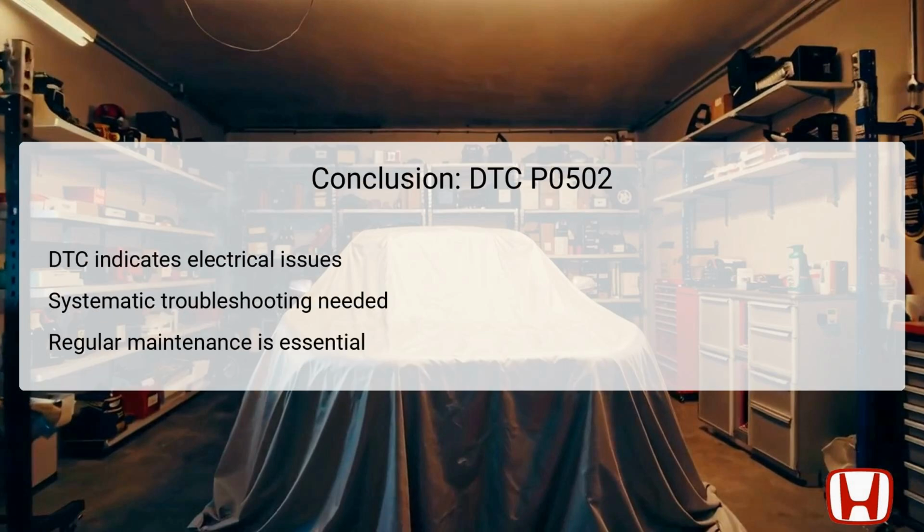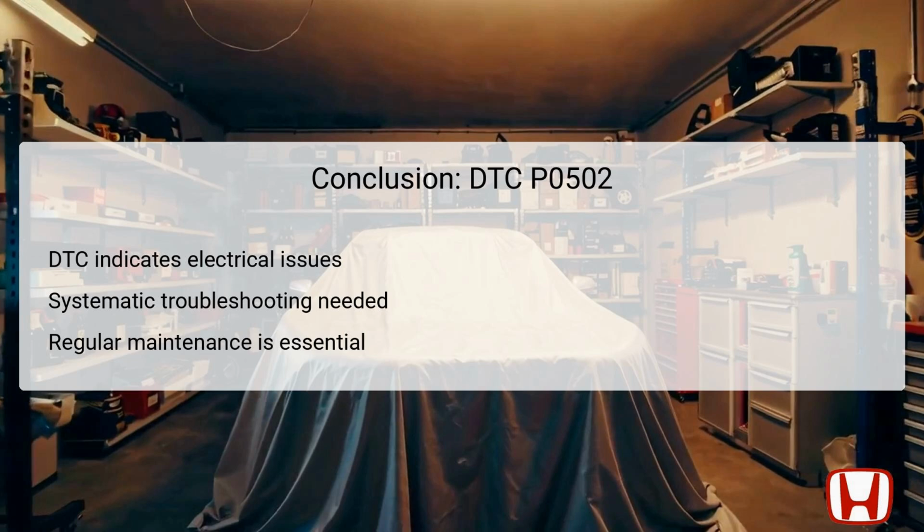In conclusion, DTC P0502 specifically indicates electrical issues within the CVT speed sensor circuit, requiring systematic troubleshooting to accurately diagnose and repair. Understanding the role of the CVT speed sensor, its connections to the PCM, and potential causes of malfunctions is essential in effectively resolving the issue.